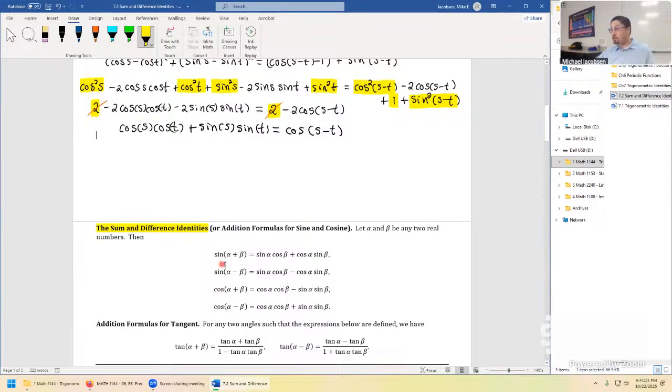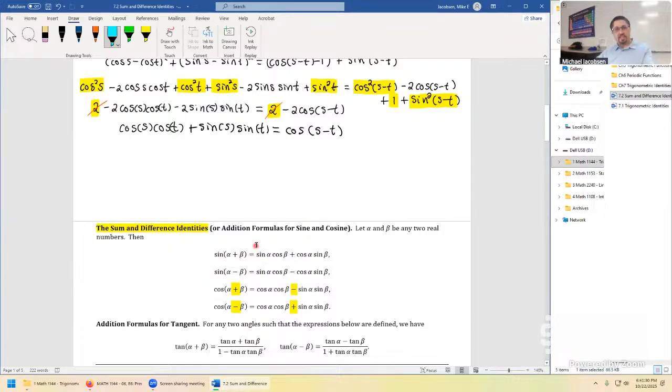If you're looking at the sine version, plus in the middle corresponds to plus in the middle, negative in the middle corresponds to negative in the middle, and then it flips for the cosine version. Plus goes to minus, and minus goes to plus. That's one to watch out for.